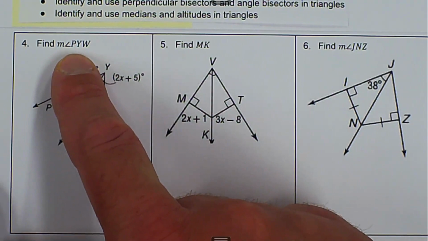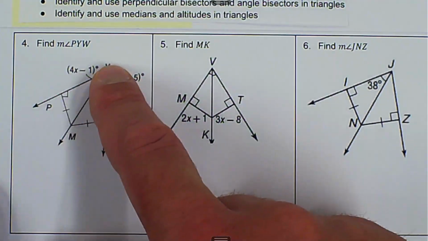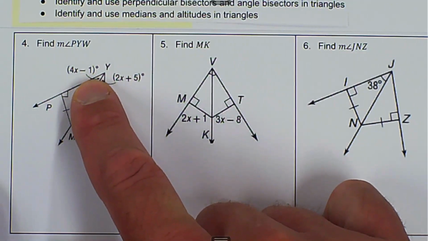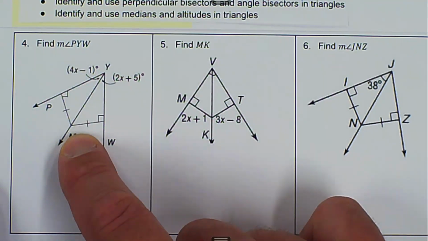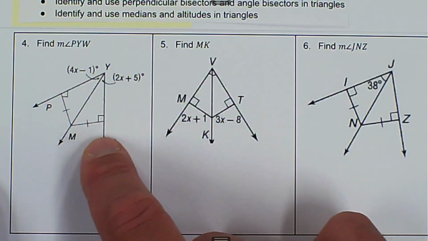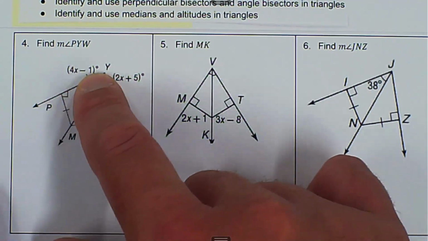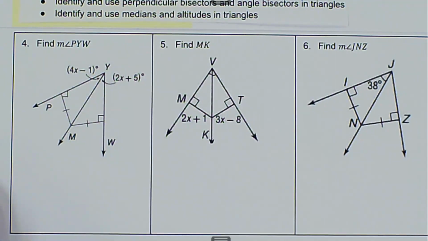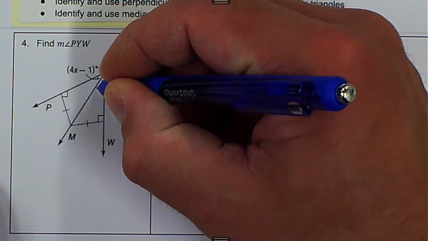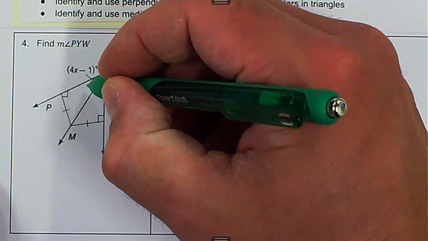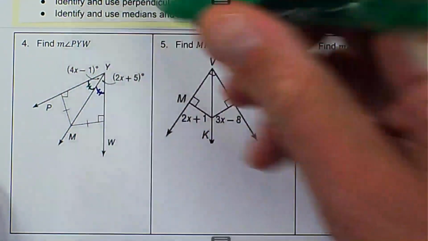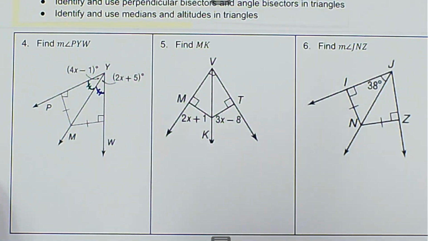It says find the measure of angle PYW. So we want to find the full measurement. And it gives us the measurement of PYM and WYM. Now the thing that we notice is that point M is equidistant from this side of the angle and this side of the angle. So what that tells us is that our two sides of the angle are congruent, because that is now the angle bisector, because of the converse angle bisector theorem.